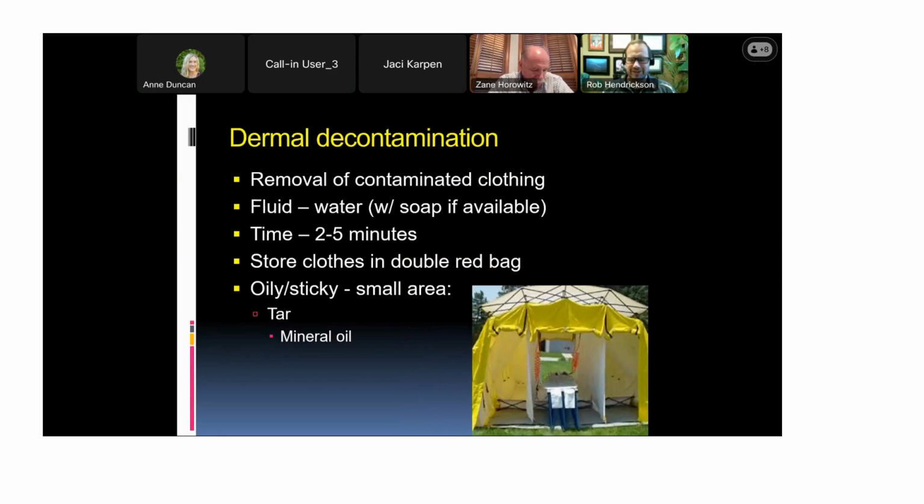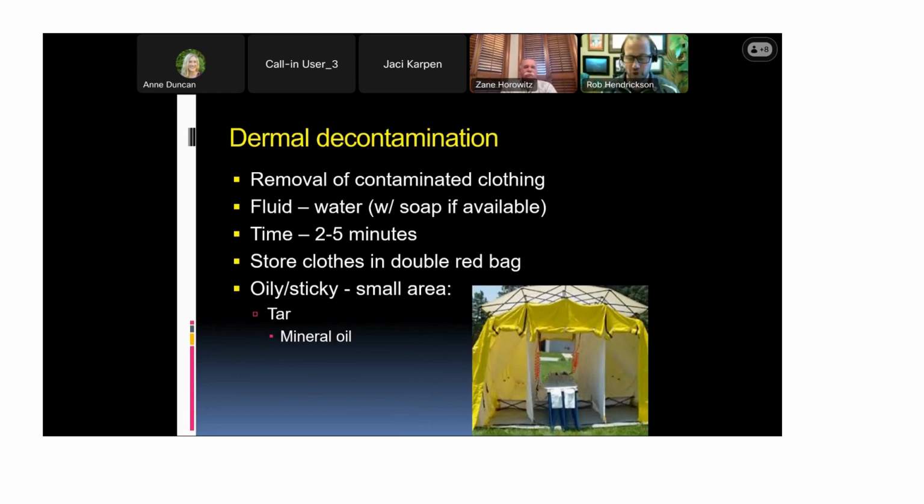Dermal decontamination is super straightforward as far as test questions go, I think. The fluid of choice is water. The US Army talks about dilute bleach solutions and things like that. What we're talking about is hospital decon or pre-hospital decon, and it's going to be water.